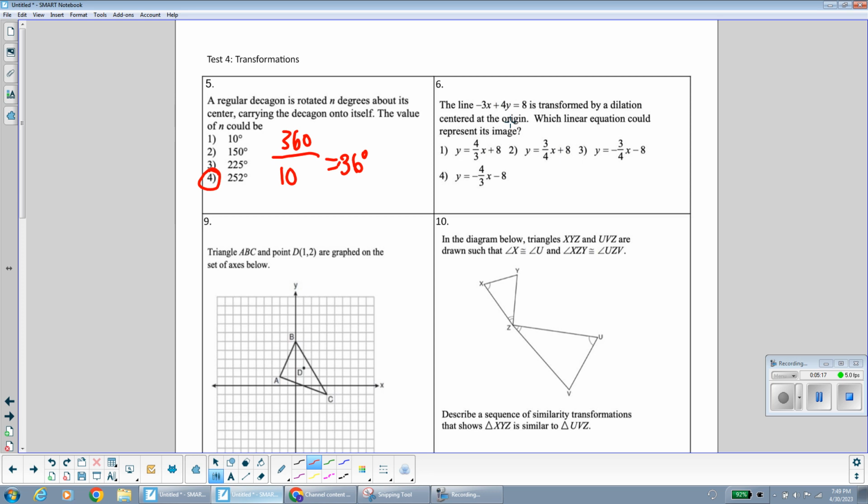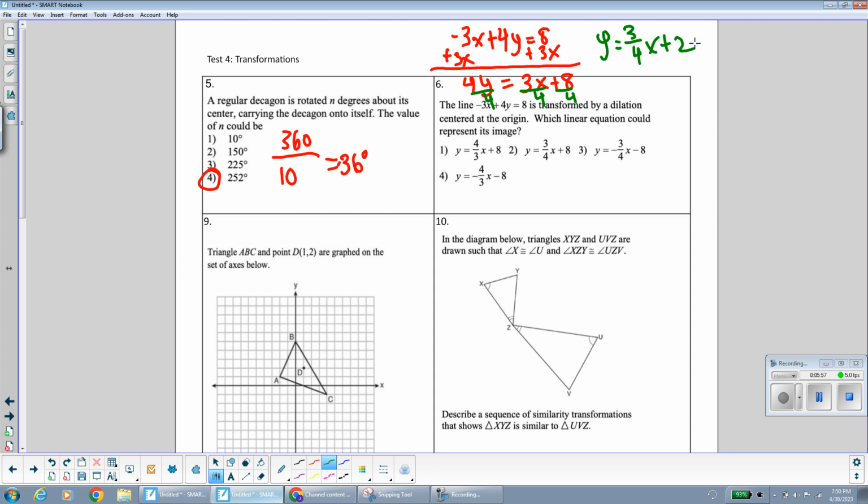Okay, we're told that this line is being dilated and the center of dilation is the origin. So that's really nice. The first thing I'm going to do is put this line in y equals mx plus b form. I'm going to do that up here because I can't see the slope and y-intercept right now. So I'm just going to add 3x to both sides. That's going to be my first step. And that is 4y is equal to 3x plus 8. And then I just need to divide everything by 4 to get the y by itself. So that's y is equal to 3 over 4x plus 2.